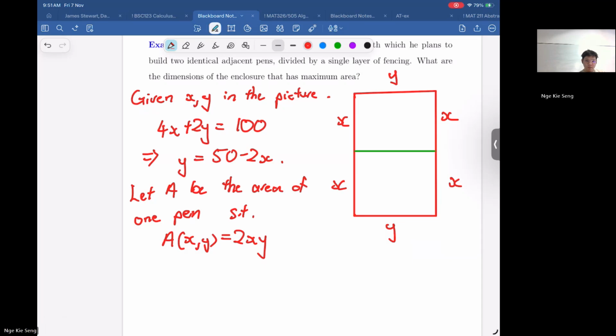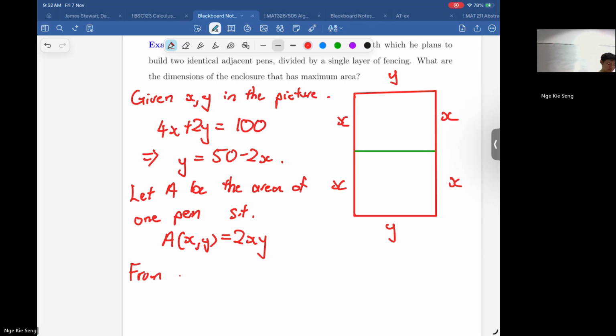So what should we do next? Notice that this area, we are writing it in two variables, but we only learned differentiation with one variable. So given the case, is it possible to reduce to one variable? Yes, because we have y in terms of x. If not, then you need to do implicit differentiation. But luckily, we are okay.